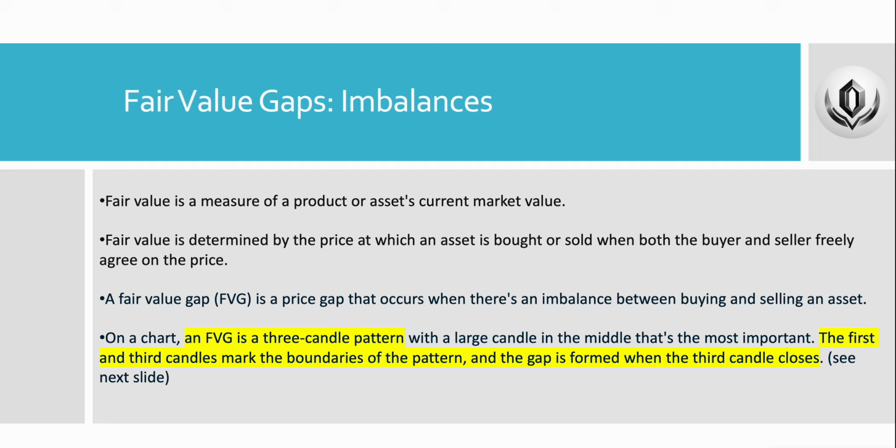A fair value gap is a price imbalance, a zone where the market moved too quickly in one direction, leaving little to no opportunity for the buyers and sellers to interact at an equalized fair value. Visually, it shows up as a 3-candle pattern. You'll see a large candle in the middle. That's the imbalance. And the first and third candles form the edges of the gap.